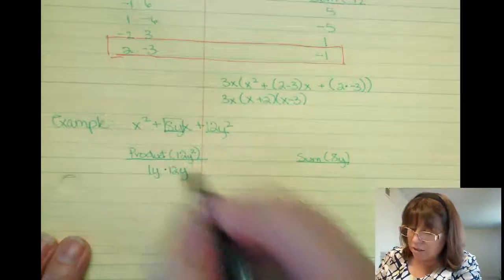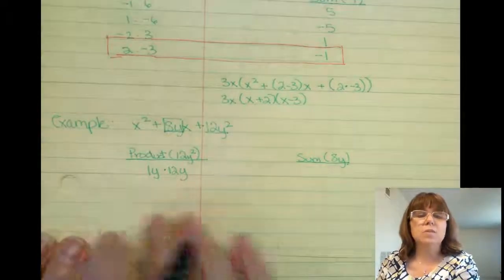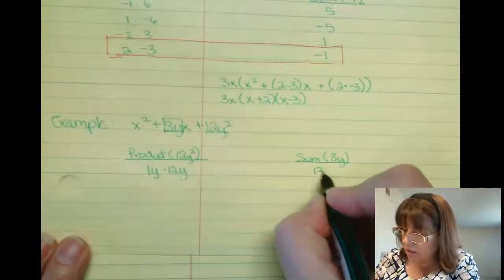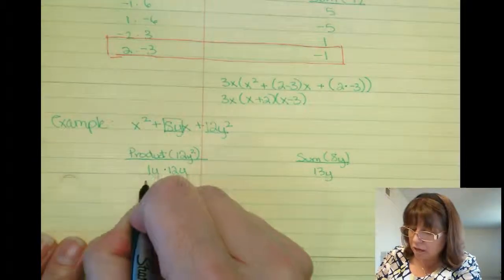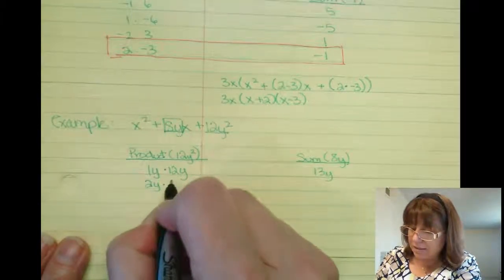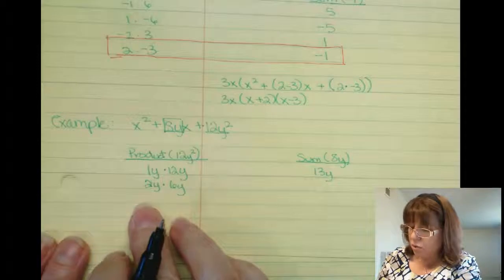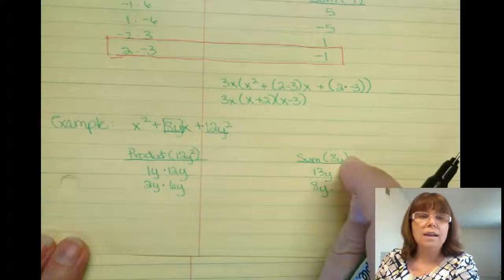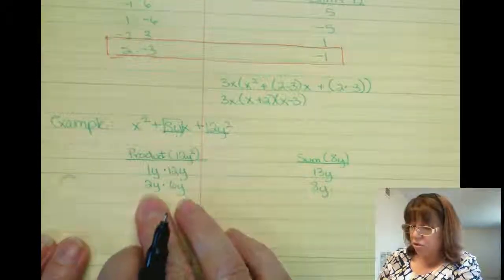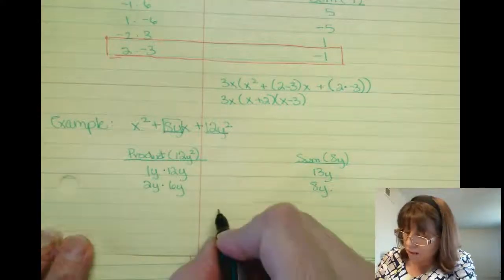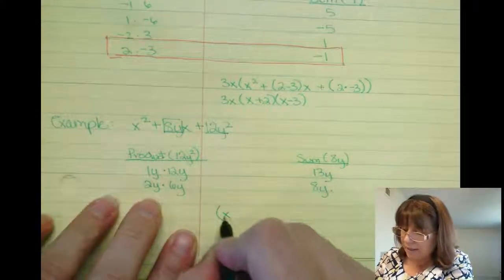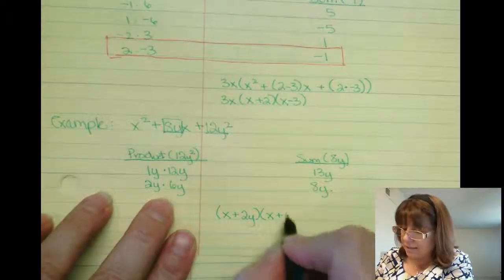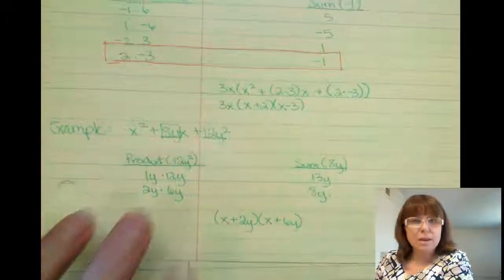1 and 12. Well, 1y times 12y will get me 12y squared. If I add the two together, that would get me 13y. Let's try 2y times 6y. Well, 2y times 6y, if I add them, that gives me my 8y. So I found my combination, 2y and 6y. So I can break apart x plus 2y, I can factor x plus 6y, and then I'm done.